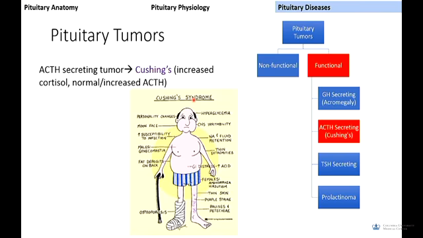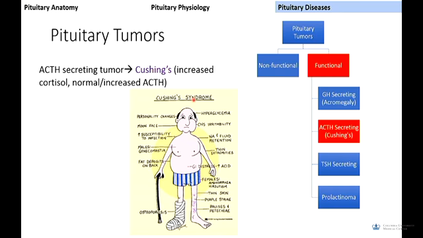And then we have ACTH secreting tumors, so that is Cushing's disease. So that's a subtype of Cushing's syndrome. Cushing's syndrome is when you have increased cortisol, and disease is when it's from the pituitary tumor itself. So you'll have increased cortisol, and you can have either normal or increased ACTH.